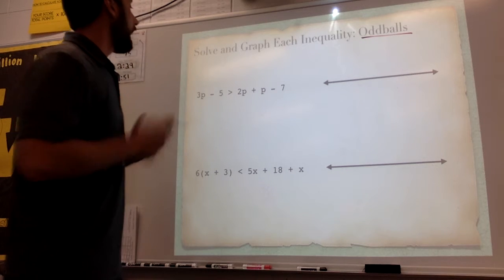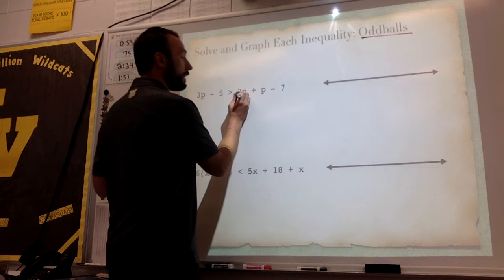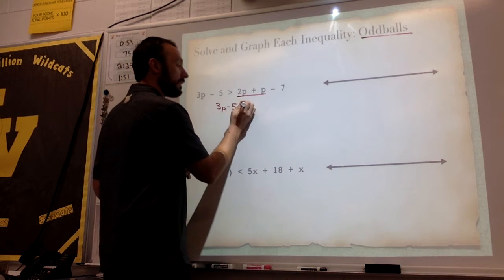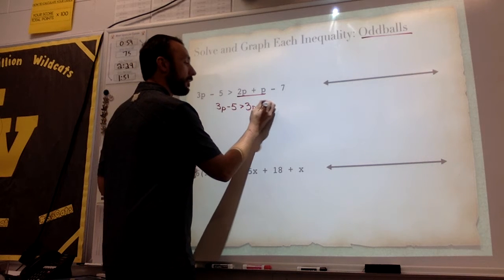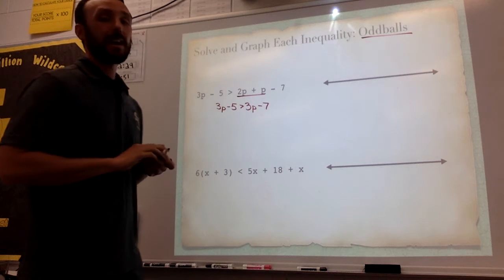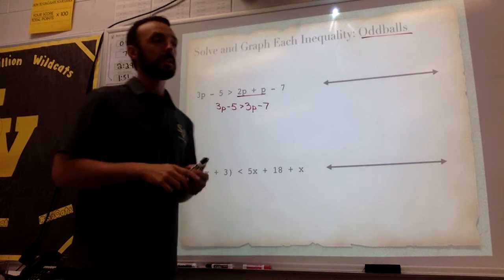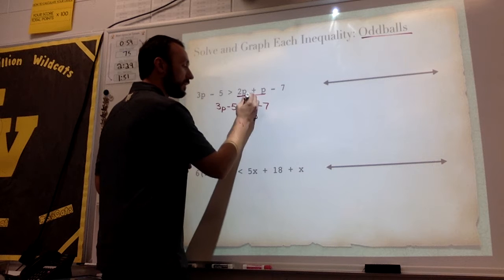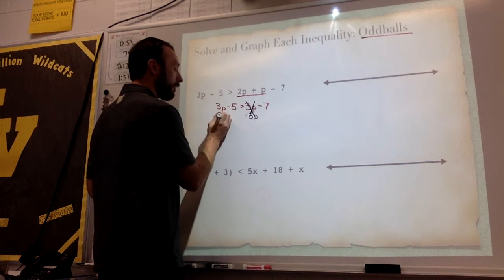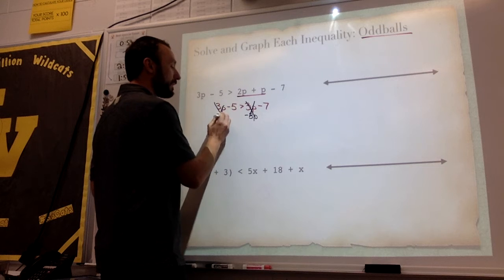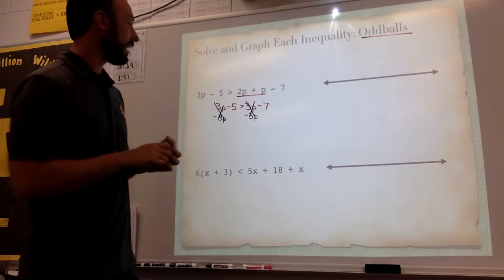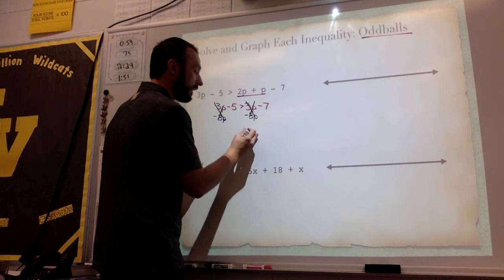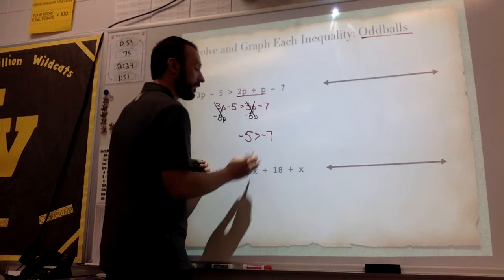Step one is let's combine like terms. So right here I have 2p plus p, so I'd be left with 3p minus 5 is greater than 3p minus 7. So now I want to get all my variables to one side of the inequality sign. So I'm going to subtract 3p from this side to get rid of it. If I subtract 3p from that side, I have to subtract 3p from this side. And when that happens, I cancel out 3p's on both sides. So I'm not left with any variables. All I'm left with is negative 5 is greater than negative 7.